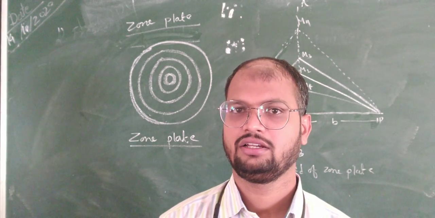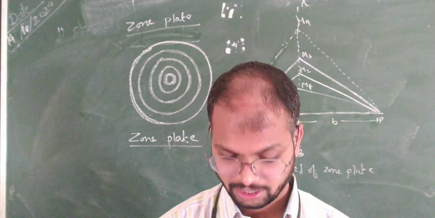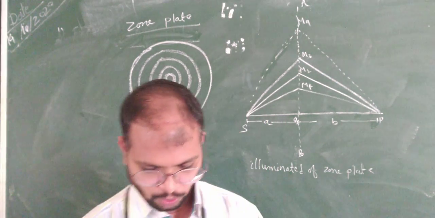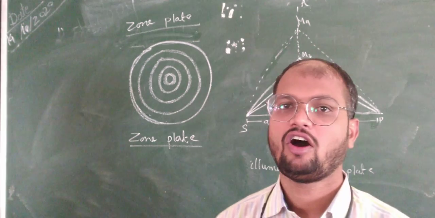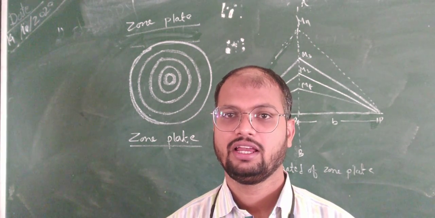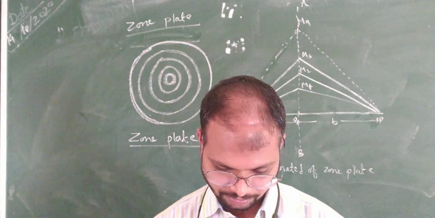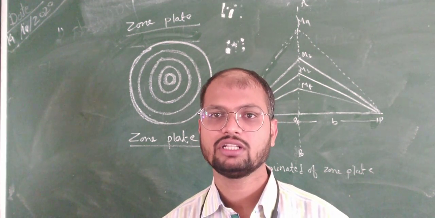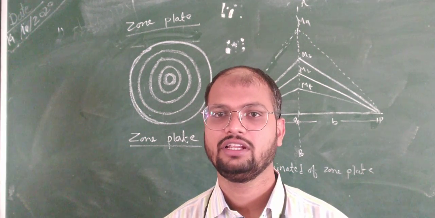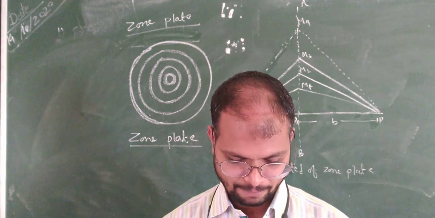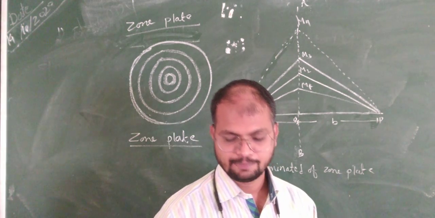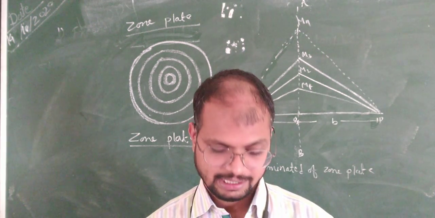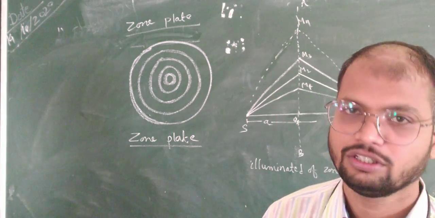Today we start this lecture, and in this lecture we will learn about the zone plate. A zone plate is an optical device which works similar to a lens, and it provides an experimental confirmation of Fresnel's theory of half period zones.